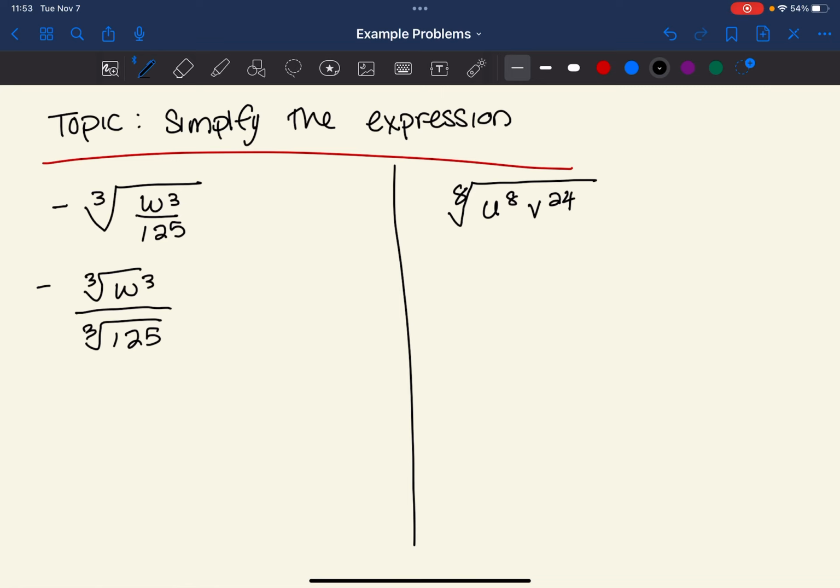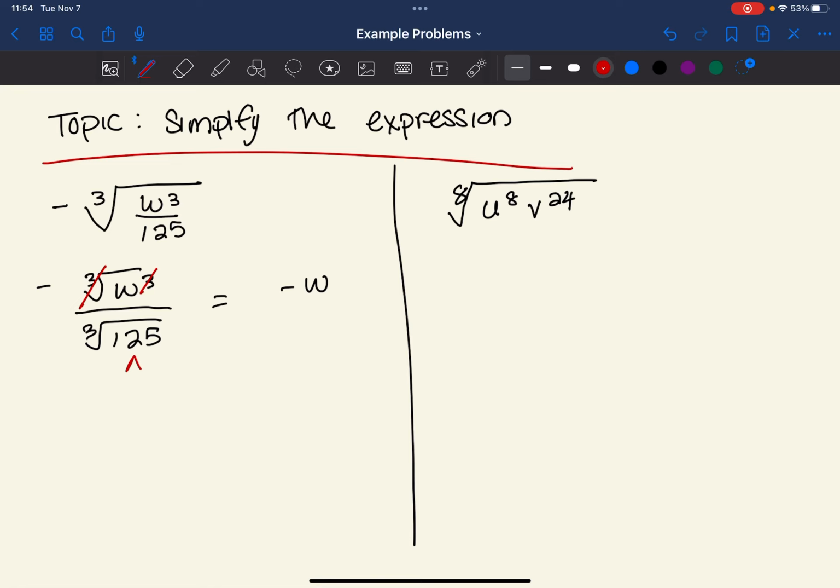On the numerator, since our exponent matches our index, we know they cancel. So that means we are left with just a negative w on the top. I went ahead and attached that negative to the numerator. On the bottom, since we have the cube root of a number, we're going to have to do the prime factor tree to see if we can simplify this radical.